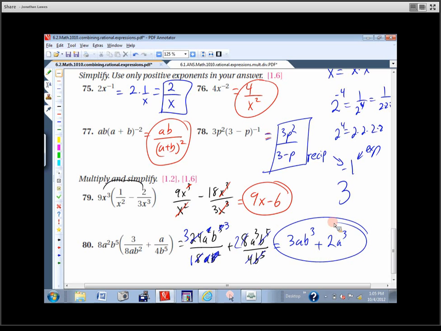Please make sure you're aware of how negative exponents work. Okay? Take a look at those again if you need to. I think there are a couple review problems on your assignment. All right. Any questions?